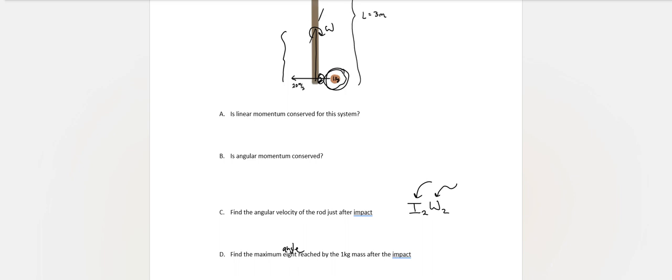Part D, find the maximum angle. Ooh, that's supposed to be angle. I'll have to change that. Find the maximum angle reached by the 1 kilogram mass after impact. So here's a picture of the system, free to rotate. Here's the putty stuck to it, and it's rotating this way with a speed, let's say omega 2, that hopefully you found.